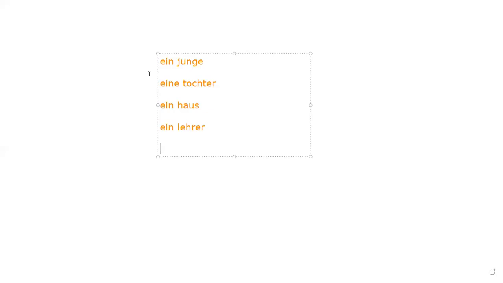For example, a village. Village is neutral, so ein Dorf. Ein Dorf is my village. If I say doctor, ein Doktor. Doctor is masculine. Ein Doktor, ein Dorf, ein Lehrer. Is it clear to you? A book. Book is neuter, so ein Buch. Is it clear to you?